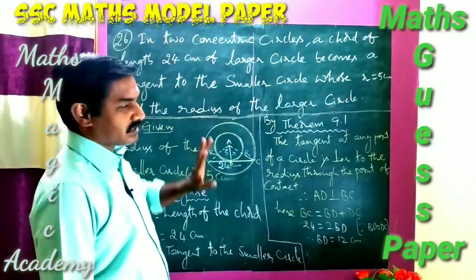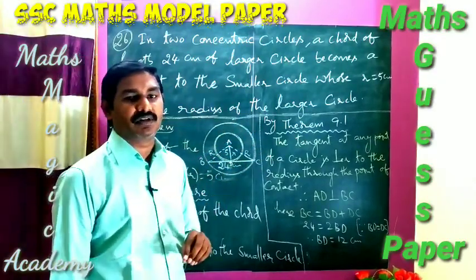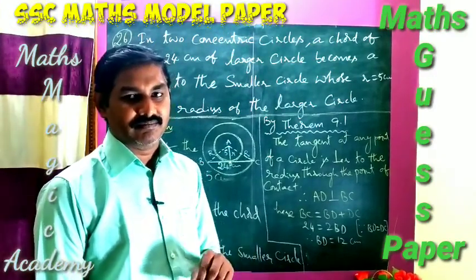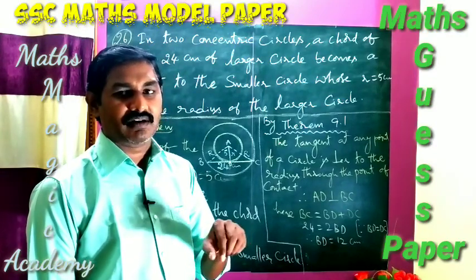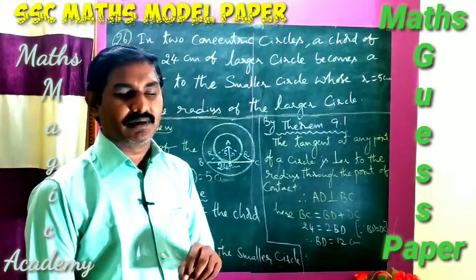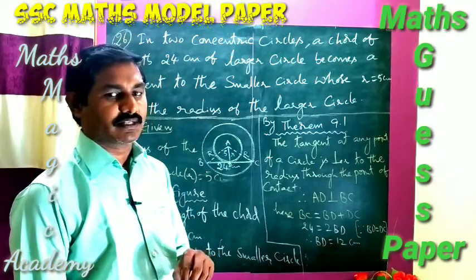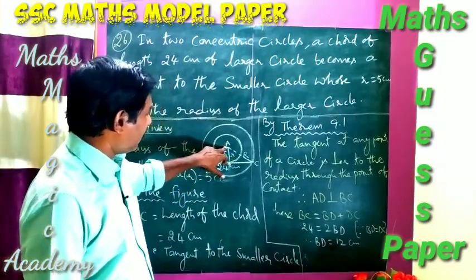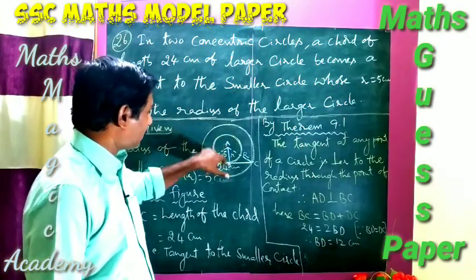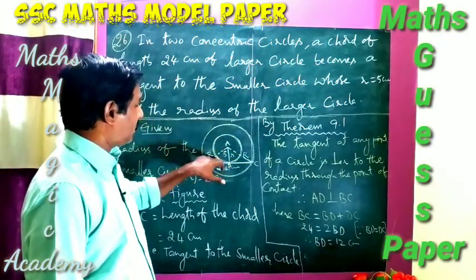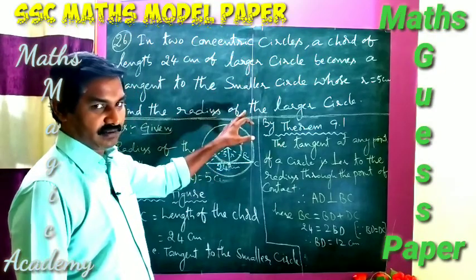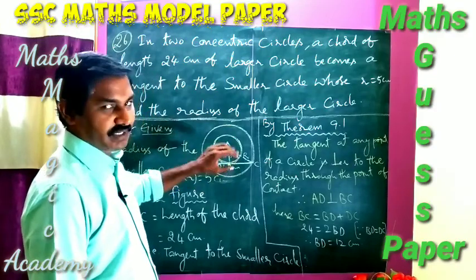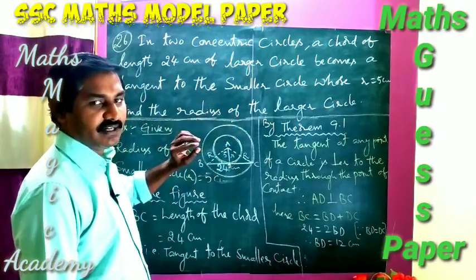The circles are 2 concentric circles. Concentric circles means what? The circles which have the same center. If the center is the same and we can draw many circles, then all of those are concentric circles. Here 2 are concentric circles. You can think the point A is the center of this circle and this circle. There will be a smaller circle and a larger circle. These 2 circles have the same center, so we can say these 2 circles are concentric circles.